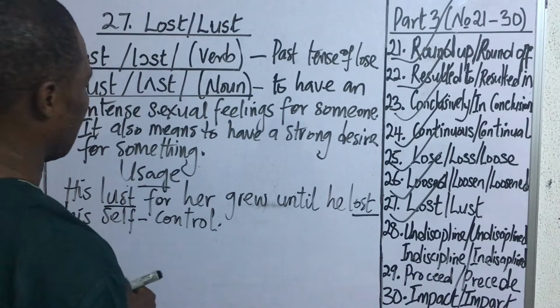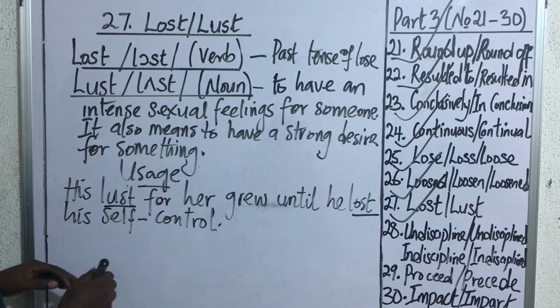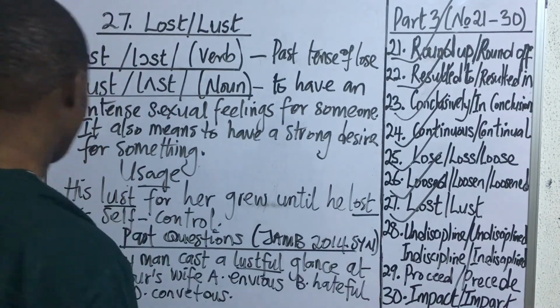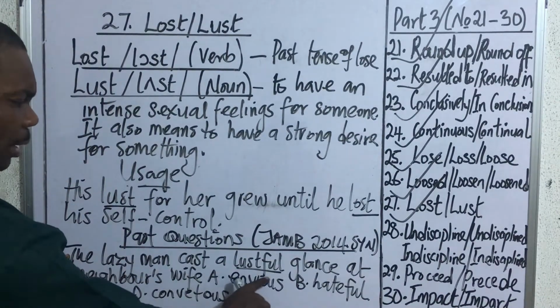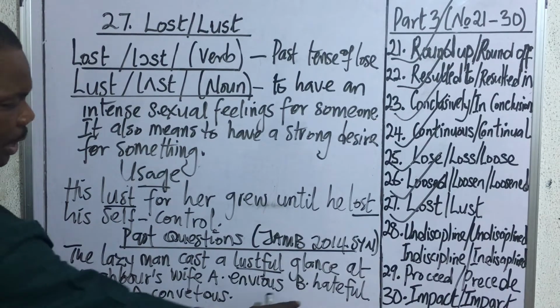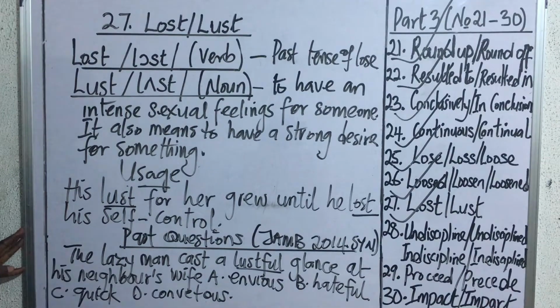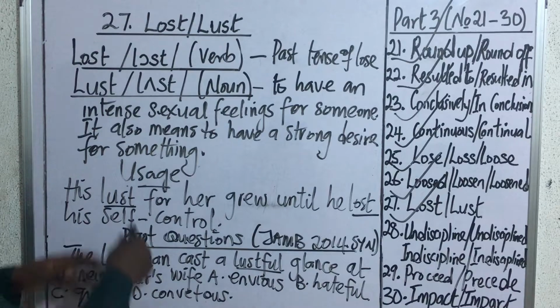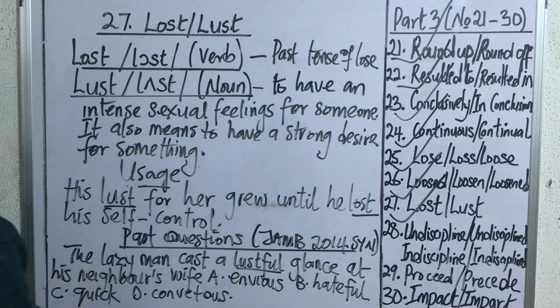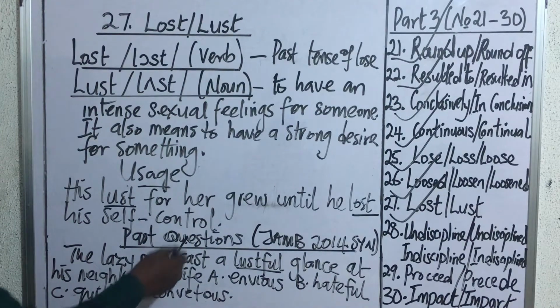So let's look at their occurrence in past questions. JAMB 2014, synonym. The lazy man cast a lustful glance at his neighbor's wife. A, envious. B, hateful. C, quick. D, covetous. Okay, lustful glance. Remember we said lust also means to have a strong desire for something, and that is covetous. Option D is the correct answer.